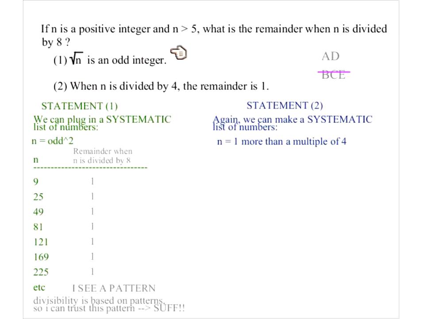You take a multiple of 4 and you add 1 to it. And if you don't figure that out, you can just figure it out by pure trial and error. But the n's that satisfy this statement, it's got to be greater than 5, so we start with 9. Here's the first few of those. Then we're doing the same thing. We're still finding out the remainder when n is divided by 8.